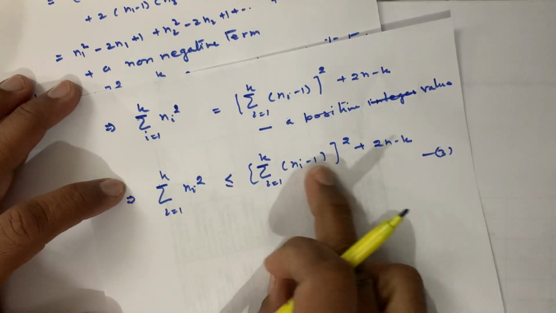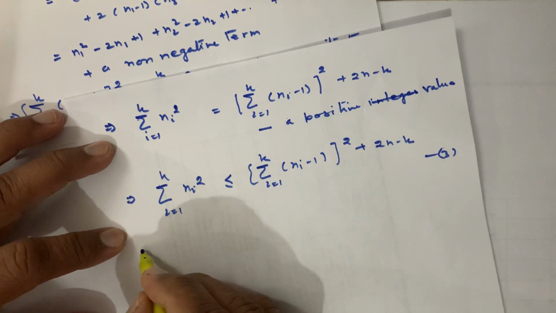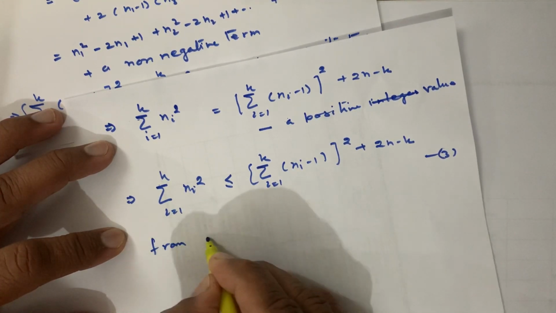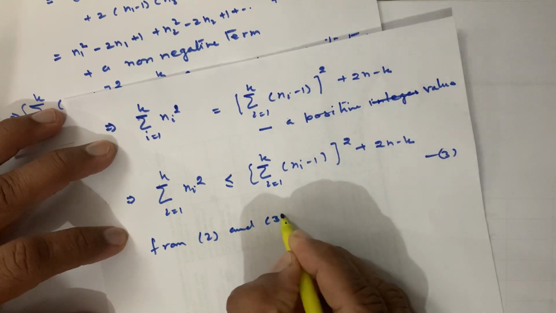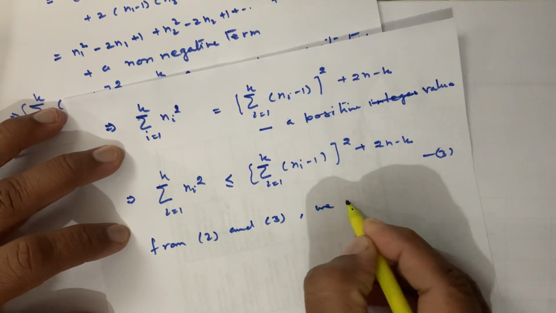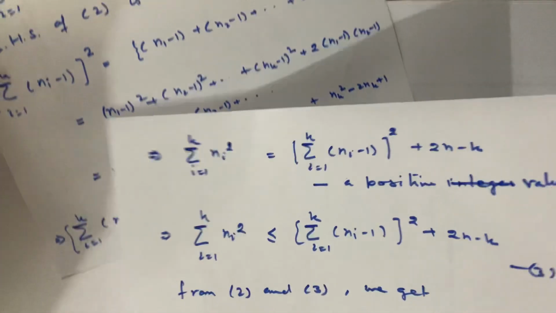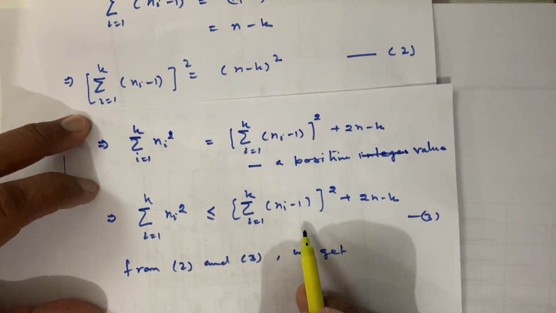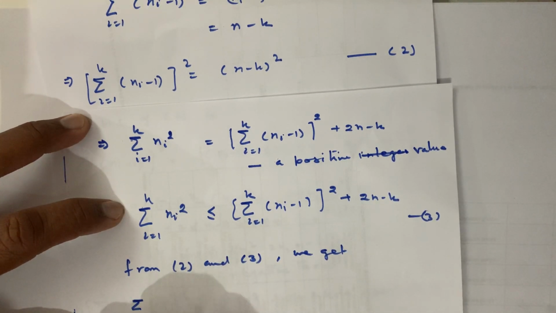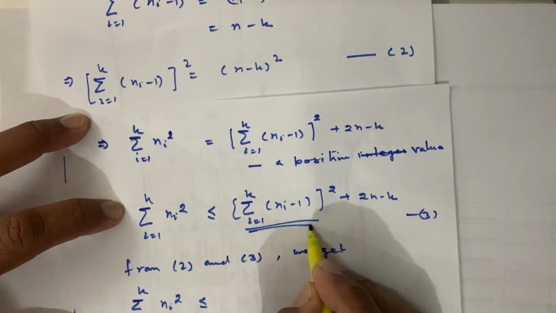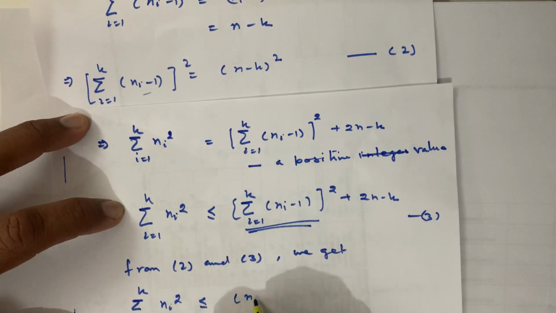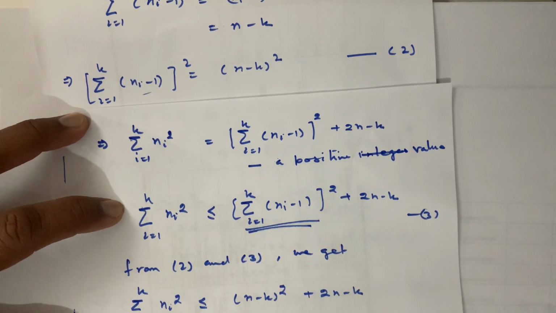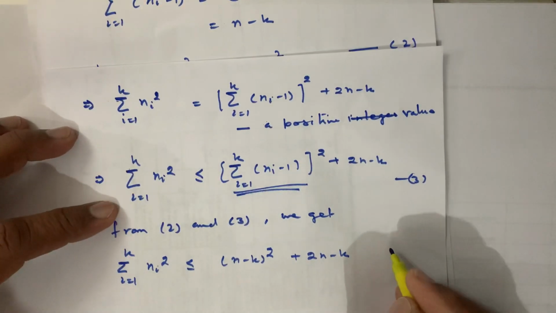And value of this one is n minus k whole square, and from 2 and 3 we get: 2 is our this one, this one is our 2 and this is our 3. So summation i is equal to 1 to k ni square is less than equal to this quantity. This quantity is this one. This is n minus k whole square and plus 2n minus k. And we say this one is 4.